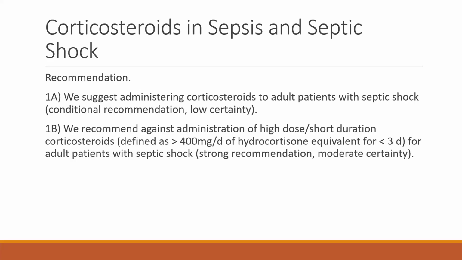So the corticosteroids in sepsis and septic shock recommendations are: the panel suggests administering corticosteroid to adult patients with septic shock. It has a conditional recommendation and low certainty. The panel suggests against the administration of high dose, short duration corticosteroid, which is defined as more than 400 mg per day of hydrocortisone equivalent for less than 3 days for adult patients with septic shock, and it has a strong recommendation in the moderate certainty.